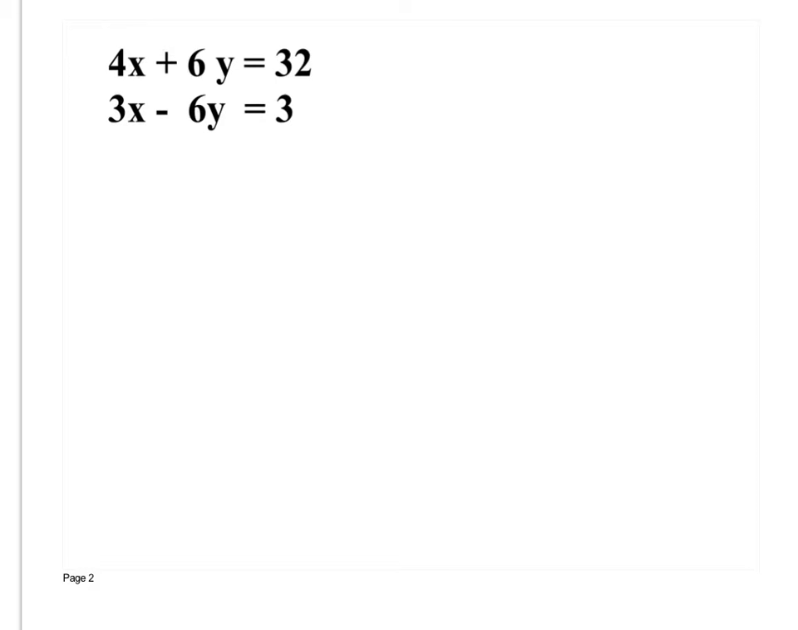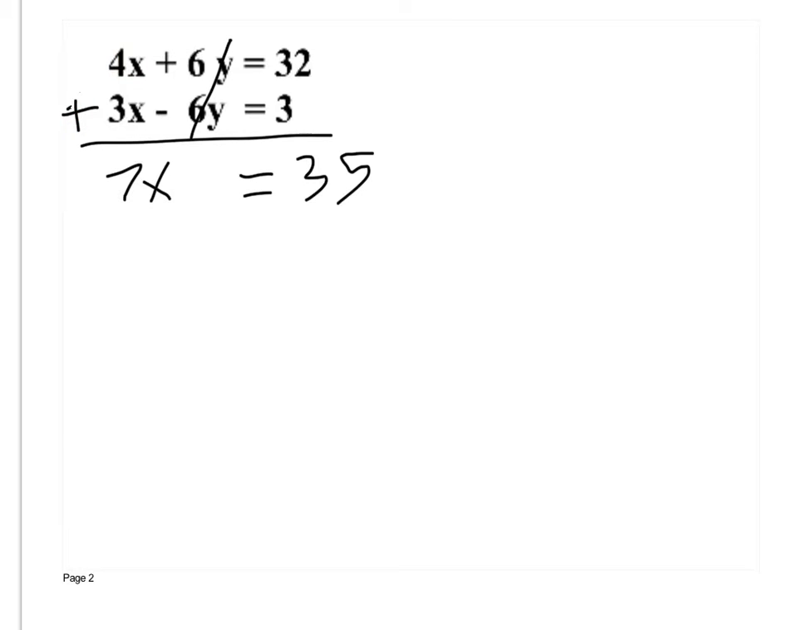My step here is to add these. Okay? In doing so, if you notice, I eliminate y. Because 4x plus 3x is 7x. 6 plus negative 6 cancel each other out. 32 plus 3 is 35. What you have to know is you have to go back to this symbol every time. So 4x plus 3x, 6 plus negative 6, 32 plus 3. It's not that important when we're doing that addition, but when this is a minus sign, you have to keep coming back to it. Okay? So 7x equals 35.